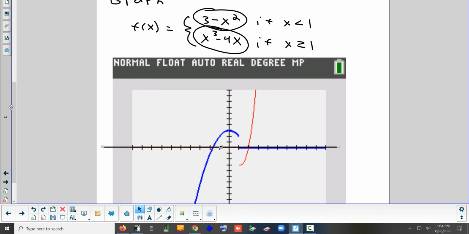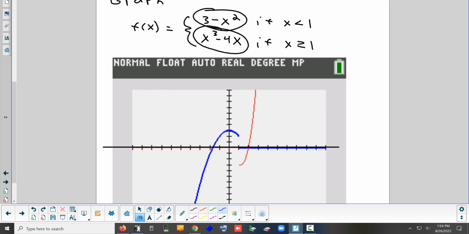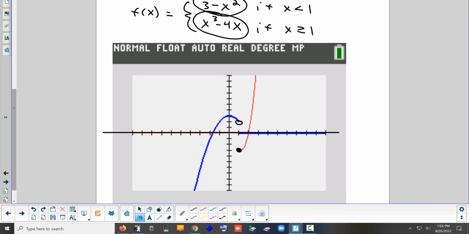Now, technically, on the end of the blue one, do you include or not include 1 on the blue graph? You don't. Technically. Do you include or not include 1 on the bottom graph? You do. So the calculator can't do that part, but that's technically what that graph should look like. It's a parabola up to, not including 1, and then from 1 on, it's a cubic. But that's called a piecewise function. And that was the last thing for today.